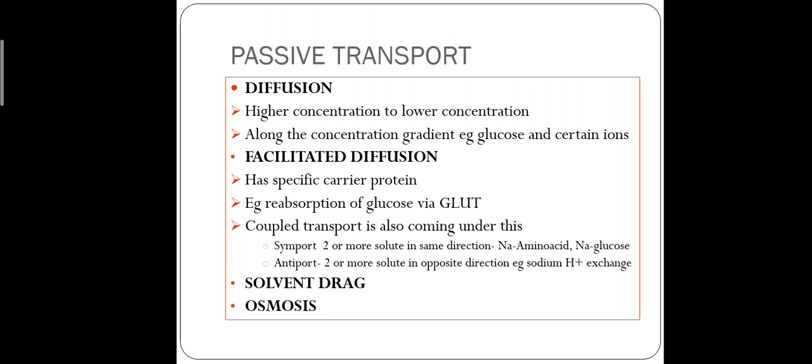Then about solvent drag. When a bulk amount of water is reabsorbed, solute dissolved in water is also transported. Example, potassium and calcium. And then about osmosis. When a considerable amount of osmotically active solute is transported, water is reabsorbed along with it to maintain osmotic balance. This is the major mechanism for reabsorption of water from tubular lumen. Just recall where you get glycosuria in diabetes mellitus, which produces osmotic diuresis due to holding of water by glucose molecule.